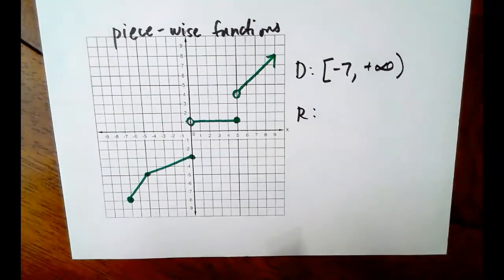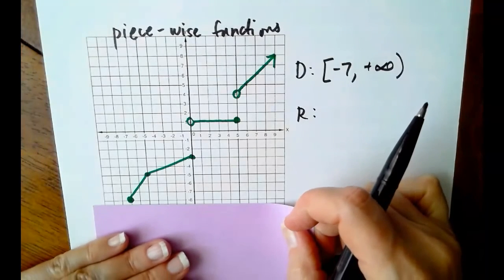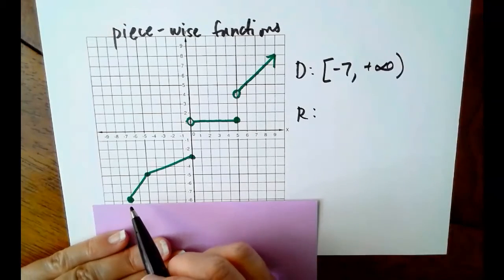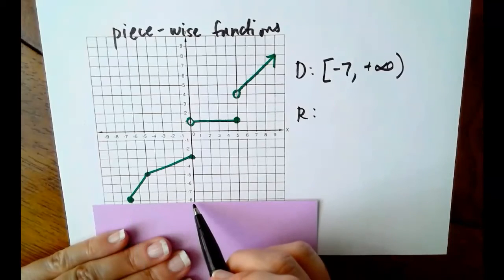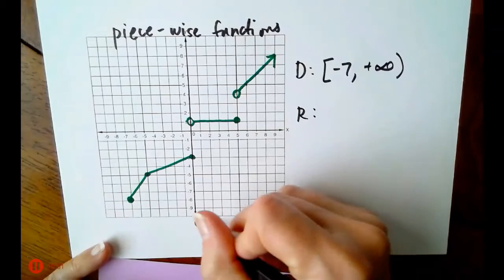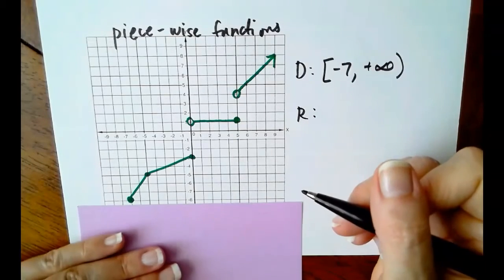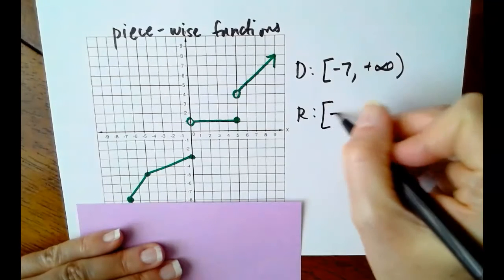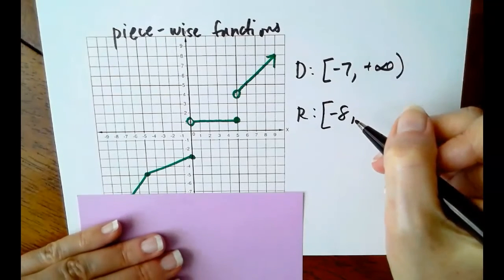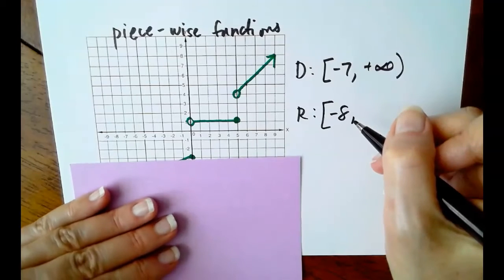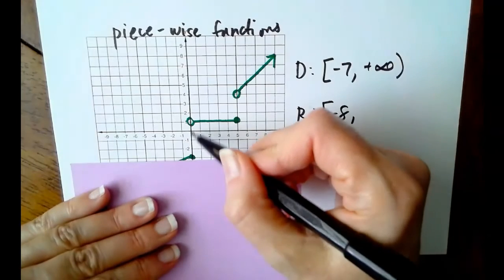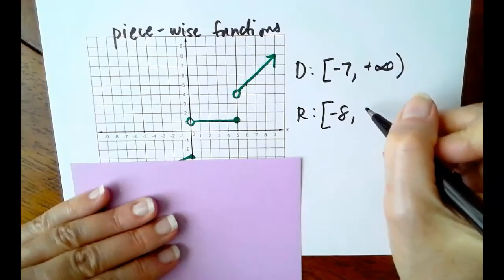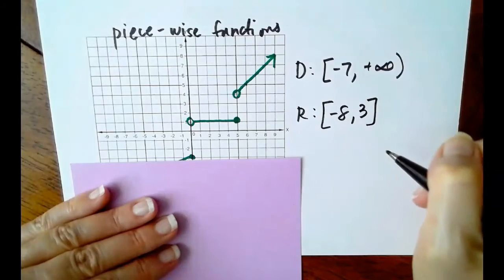The range. Start at the bottom. We have an absolute minimum value, and remember the range has to do with the y-axis. Our absolute minimum value is inclusive of -8, up, up, up, up, up, up, up. We stop at 3 because there's a gap here. So we go from -8 to 3 inclusively.